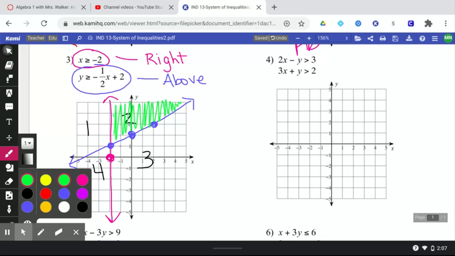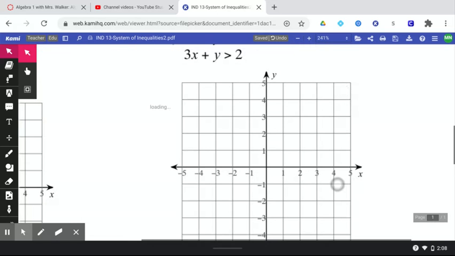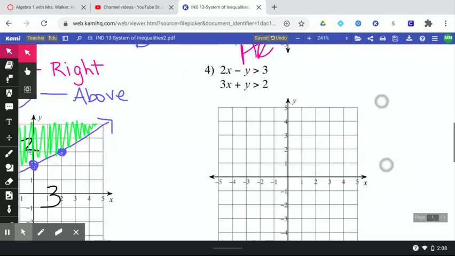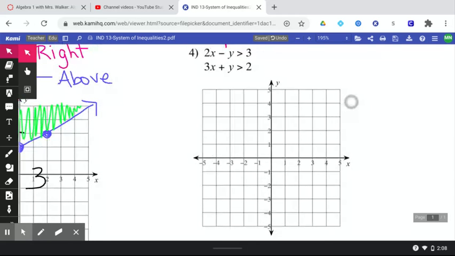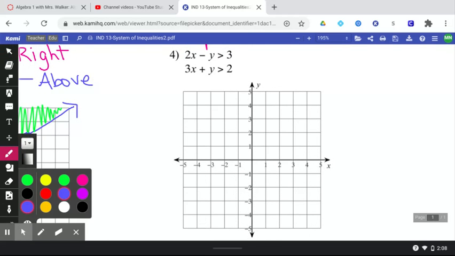Now, the last 3 examples are the exact same concept, except we do have to put those into slope-intercept form first. So let's zoom in on number 4. And make sure you have plenty of space to work, but you can also see the graph. All right, so our first inequality, we have 2x minus y is greater than 3. Now, if we subtract our 2x over, we get -1y is greater than -2x, and our 3 is positive, so we bring that down as a +3.